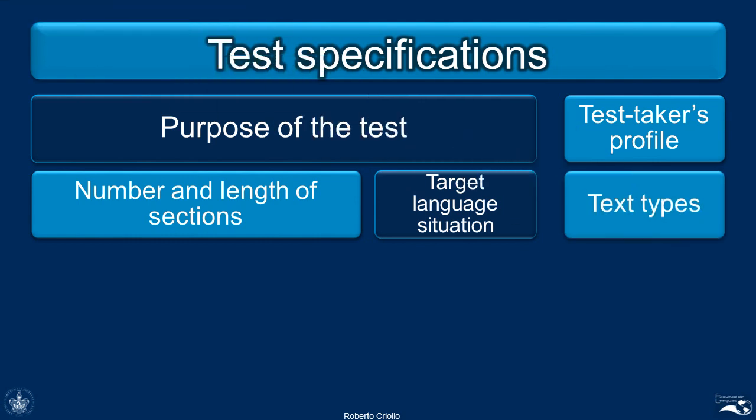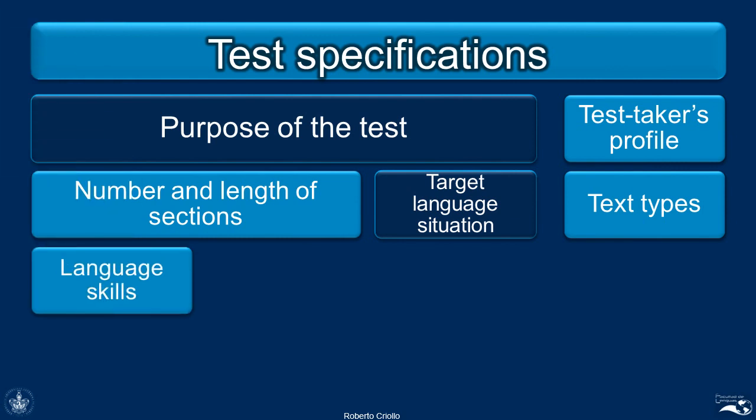The next element is the text types, and in this case we must explain what are the kind of texts and what are the types of recordings that will be included for the reading comprehension and the listening comprehension sections of the test. The next element, of course, are the language skills. What are the language skills that we are going to test? Oral interaction, oral production, speaking, listening, reading, writing.